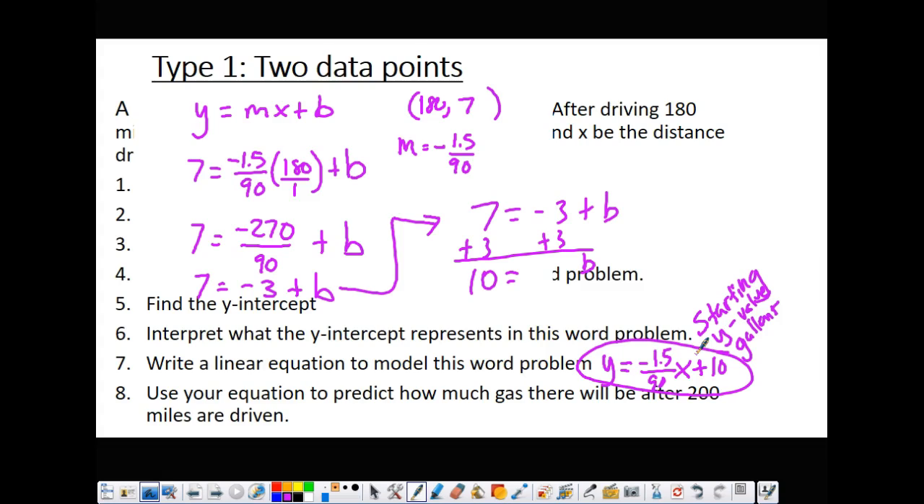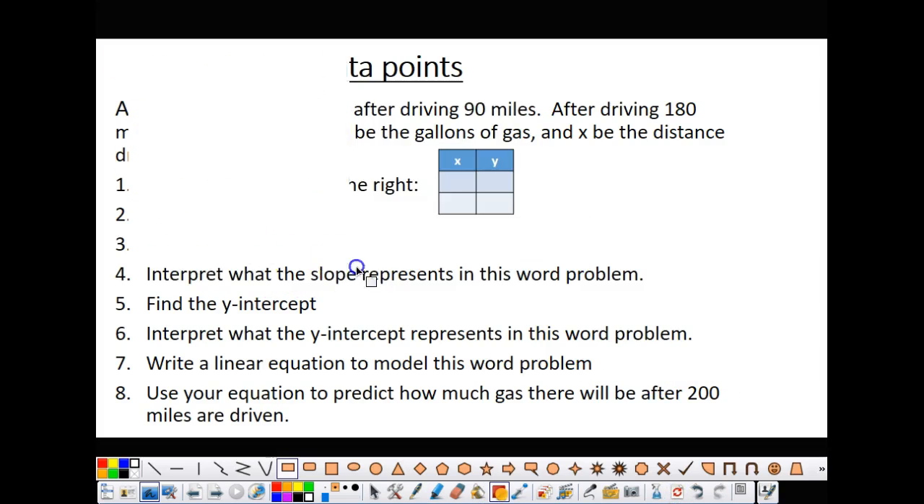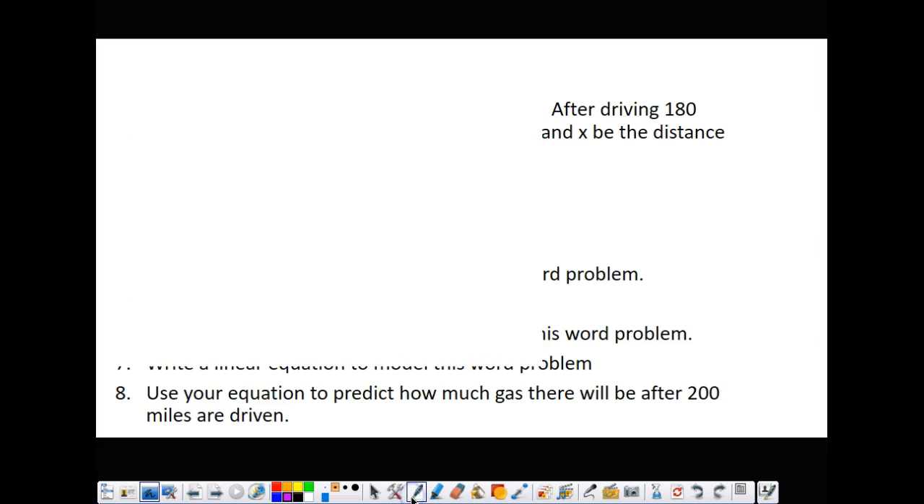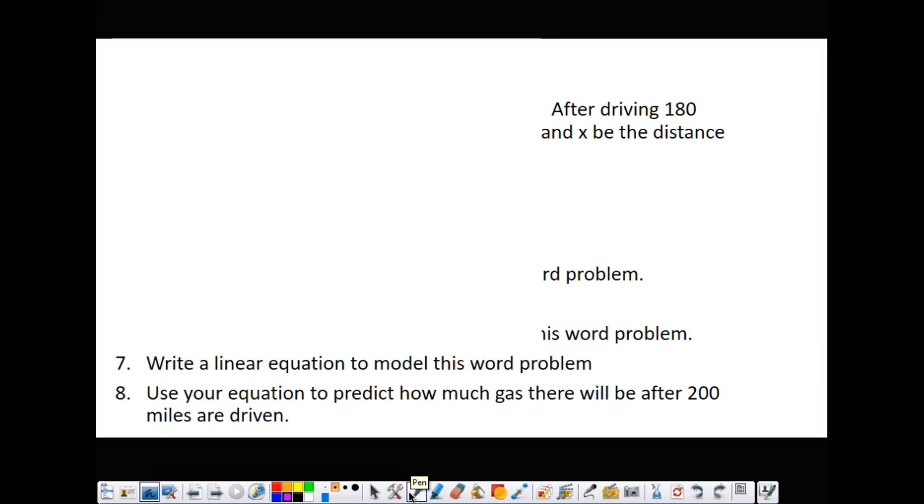All right. So let's go ahead and do the next part here. It says here, use your equation to predict how much gas there will be after 200 miles. So here's our equation, right? We just got that in the last problem. Okay, ready? Use your equation to predict how much gas there will be after 200 what?